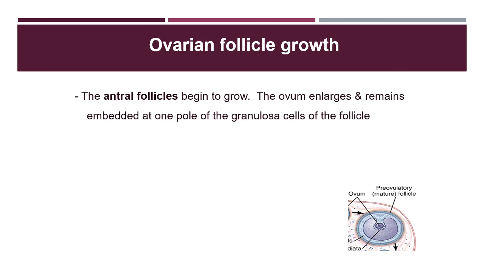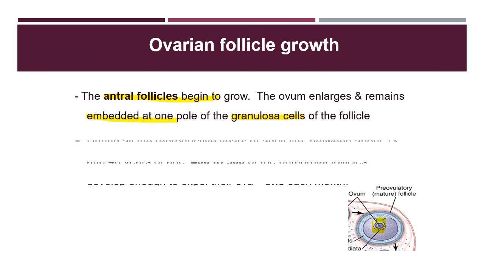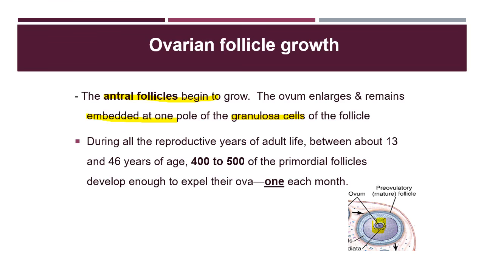Now the antral follicles will begin to grow and enlarge, and the ovum will be embedded, as you can see here in this figure, at one pole of the granulosa cells of the follicle. This is what we call the pre-ovulatory mature follicle. We have a large antrum here and the ovum at one pole of the granulosa cells.